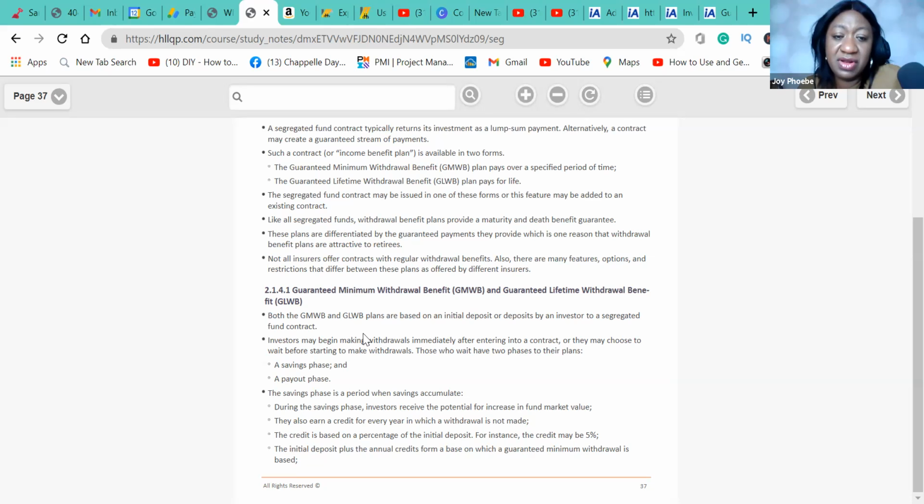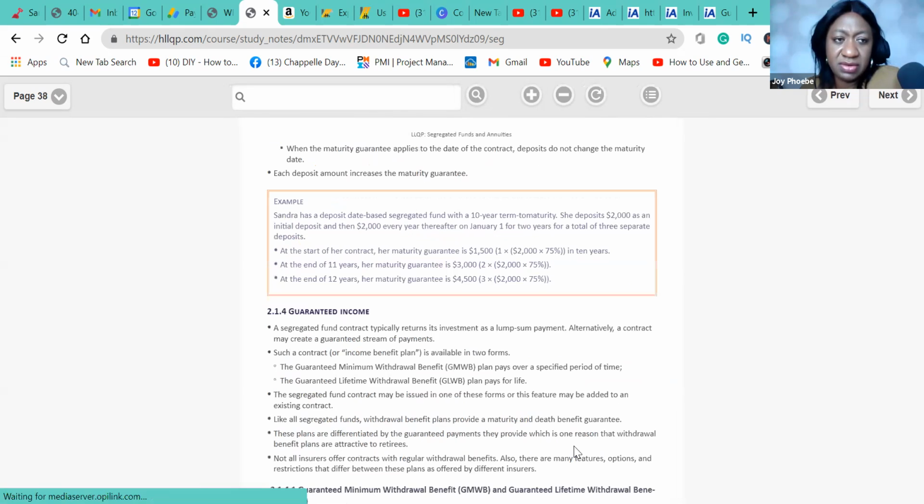Both guaranteed minimum withdrawal benefit and guaranteed lifetime withdrawal benefit plans are based on the initial deposit or deposits by an investor to a segregated fund. The investor may begin making withdrawals immediately after entering into the contract, or may choose to wait and start withdrawals at a later date. There is a savings phase when you contribute into your seg funds, and once that contribution phase is over, you can move into when you start taking money out of your plans. I'm not going to spend too much time on this because I really need to move forward.